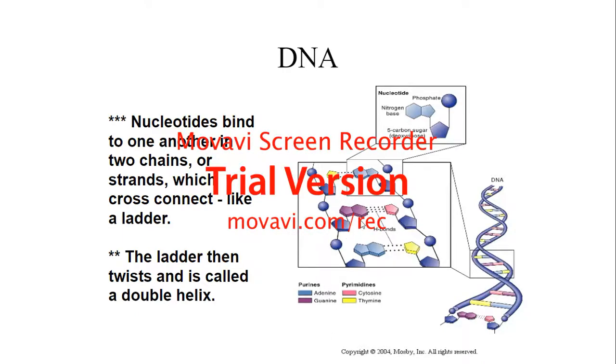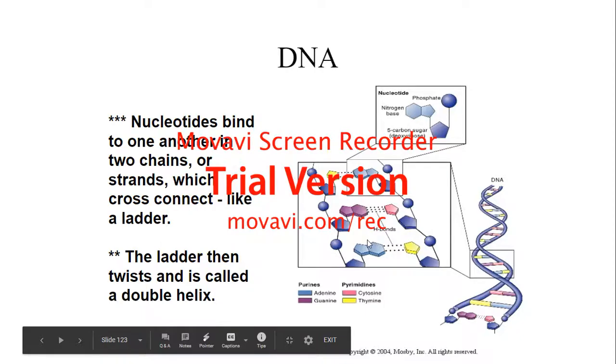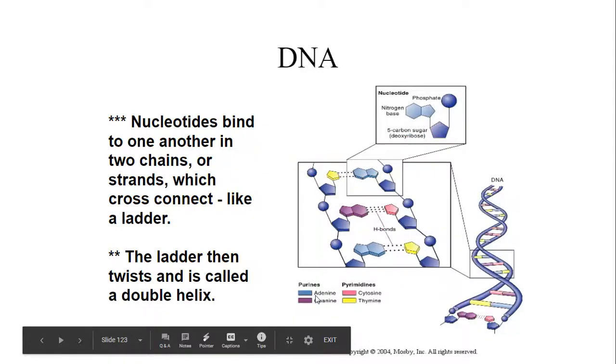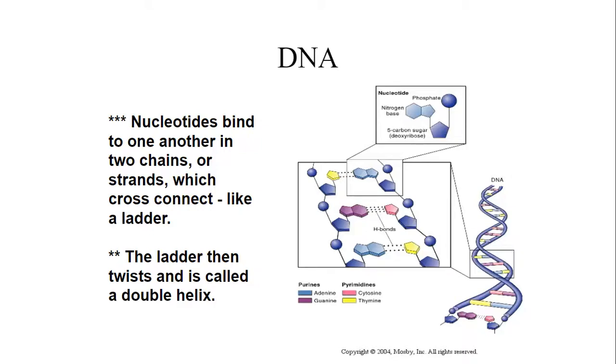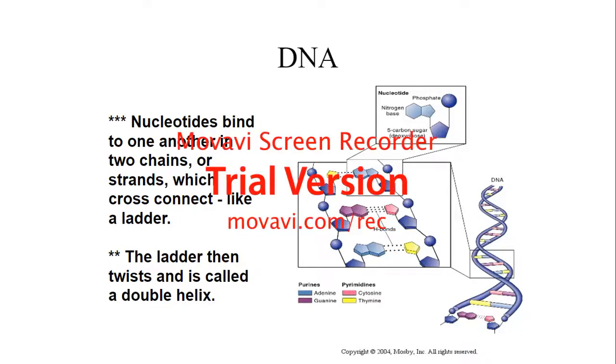Adenine always hydrogen bonds to thymine, and guanine always hydrogen bonds to cytosine. If you look at this color coded, guanine, which is purple, is always going to hydrogen bond to the pink cytosine. And the blue adenine is always going to hydrogen bond to the yellow thymine. So A hydrogen bonds with T, and G hydrogen bonds with C. That's in the middle, the rungs of the ladder, where you have your hydrogen bonding between the nitrogen bases.